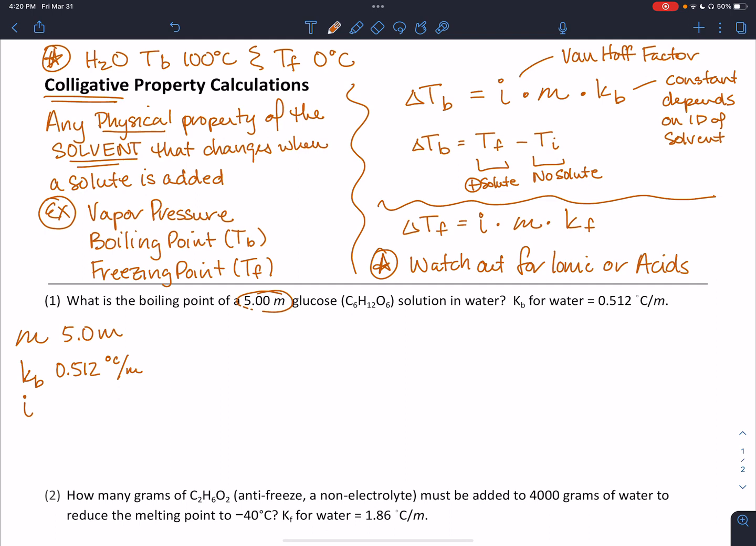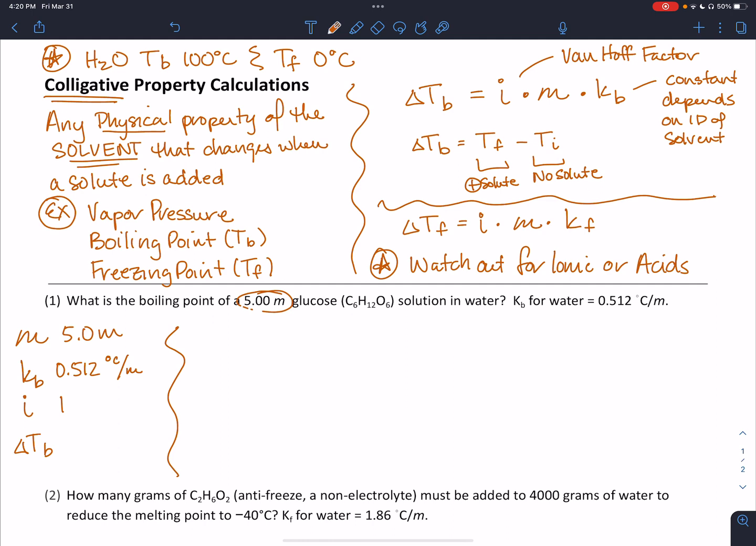All right, we need i, so we look at our substance. We've got C6H12O6, so this is a covalent substance. It's not going to split into additional particles. There's no ions that will form. So our van 't Hoff factor here will be 1, and our unknown is the change in temperature.